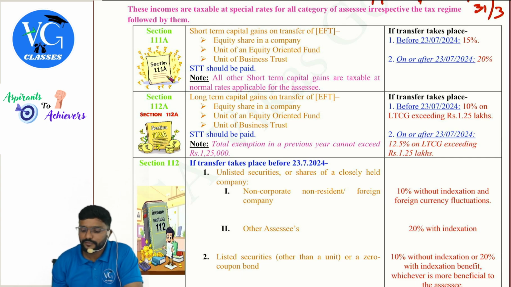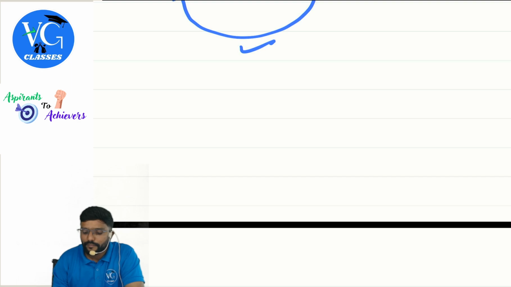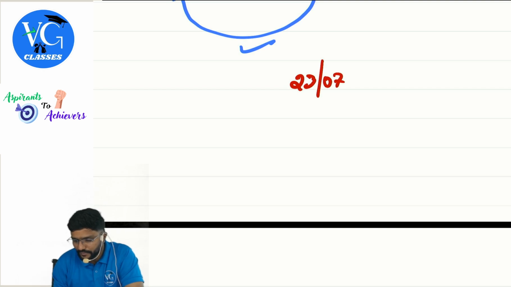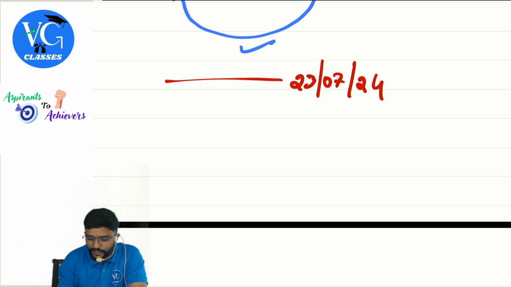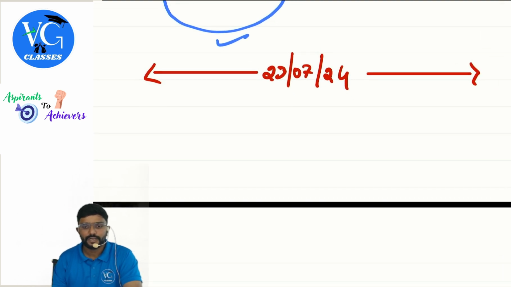Sir, 1,25,000 means for both, can I claim? No, no. Per annum it is 1,25,000. Now please pay attention. Sir, 23rd July is the key date. Okay. Now before this, after this. Before this, after this.